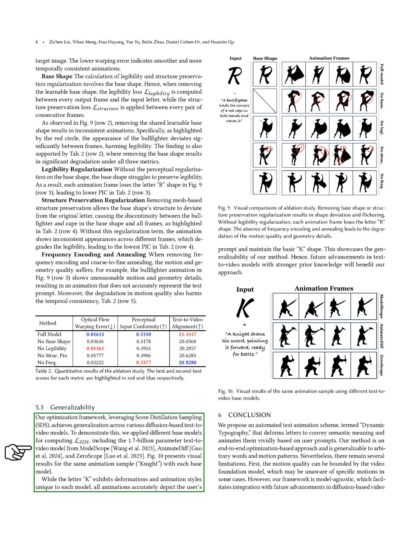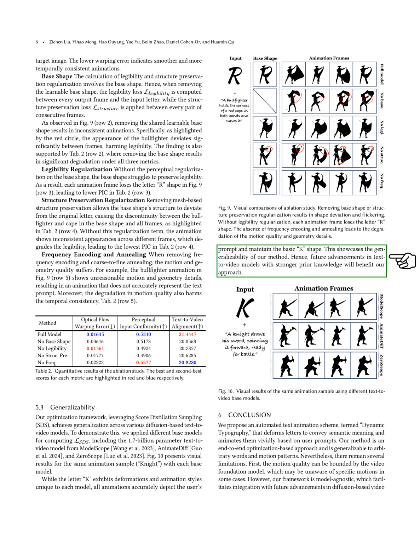Visual results in the figure show how each model interprets the same sample, night. Although each model displays unique deformations and styles for the letter K, they all accurately represent the user's input and maintain the fundamental shape of K. This highlights the ability of our method to generalize effectively. Therefore, as text-to-video models advance with more prior knowledge, our approach stands to benefit from these improvements.